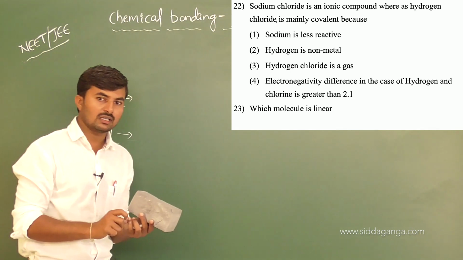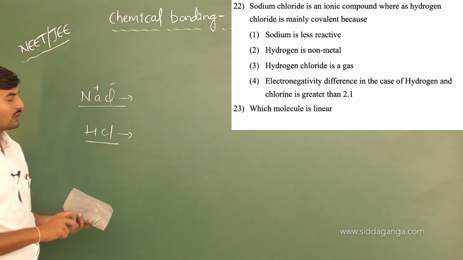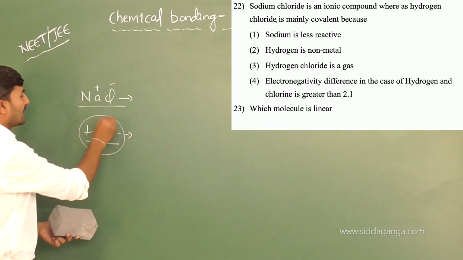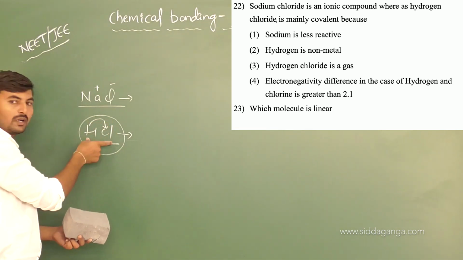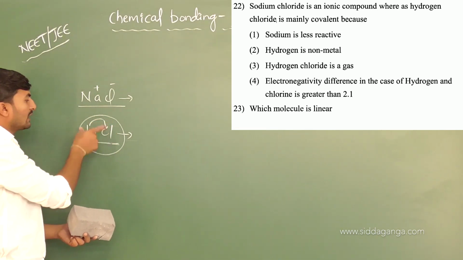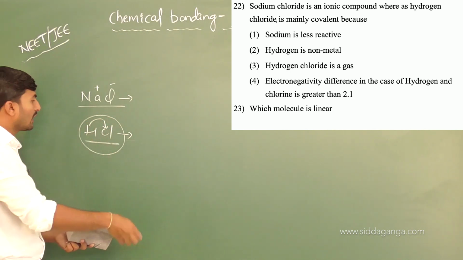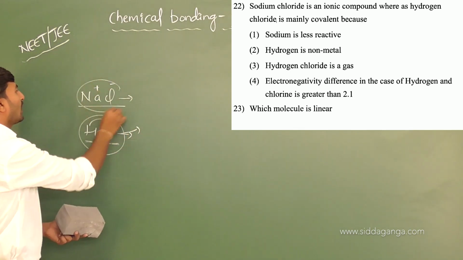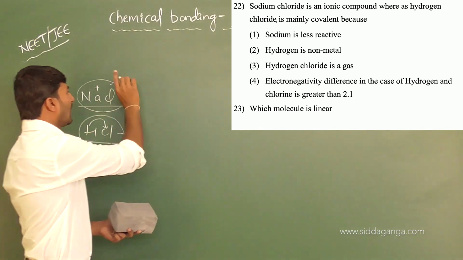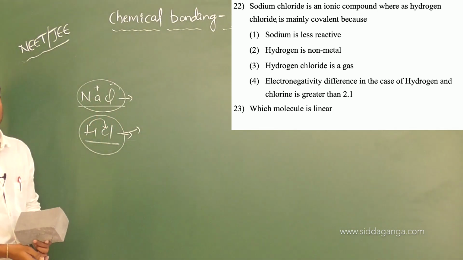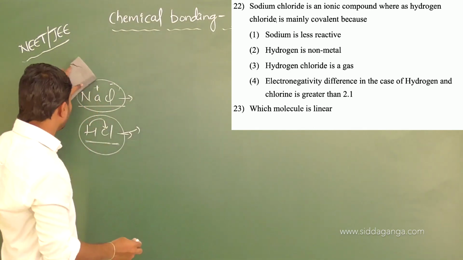Hydrogen is a non-metal, that will be the correct option for this question, that is, the HCl molecule is formed by the combination of 2 non-metals. Since the combination is between 2 non-metals, it will become a covalent bond. NaCl is formed between a metal and a non-metal, that is why it is an ionic bond. Option 2 will be the right answer.